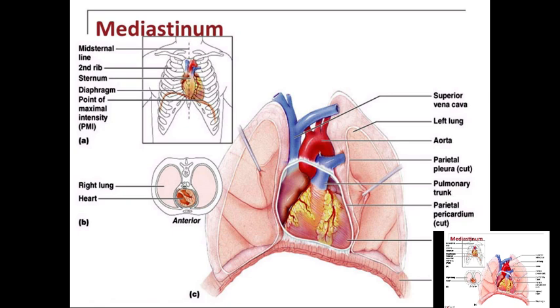You could see a few landmarks. Let me just change the color of the pen. Let's change it to blue. So up on the top left there, you can see the diaphragm. And we can see the sternum. A really important landmark is the second rib.